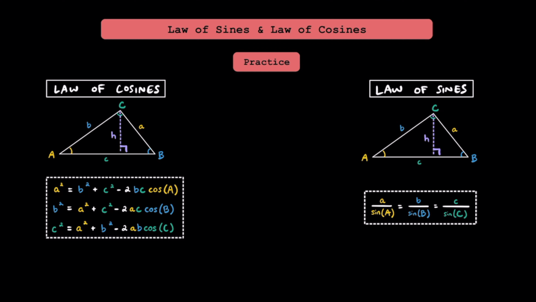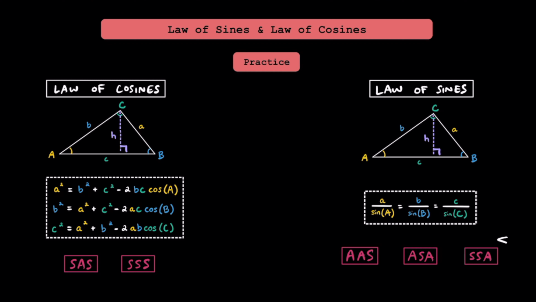You'll know you need to use the law of cosines when you're given consecutive side angle sides of a triangle, as well as all three sides of a triangle. And you'll know when to use the law of sines when you're given angle side angle, or a side side angle. And just be careful of this last one, where you might have the ambiguous case.